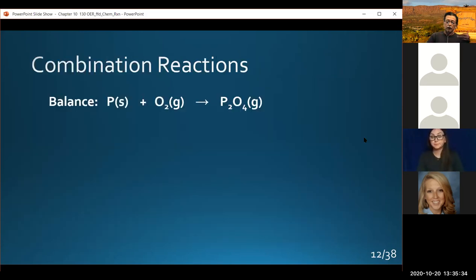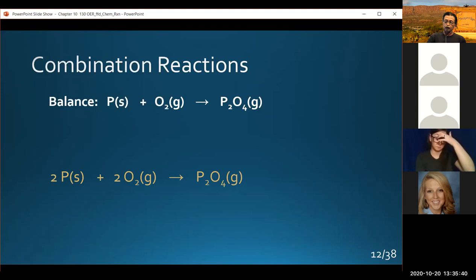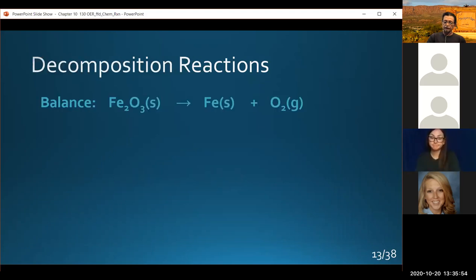All right. So we went through examples here of a combination reaction. Notice that we have two elements reacting to form a compound, diphosphorus tetroxide. And of course, we balanced it. You've got to make sure we balance things. That's a good example of a combination reaction.